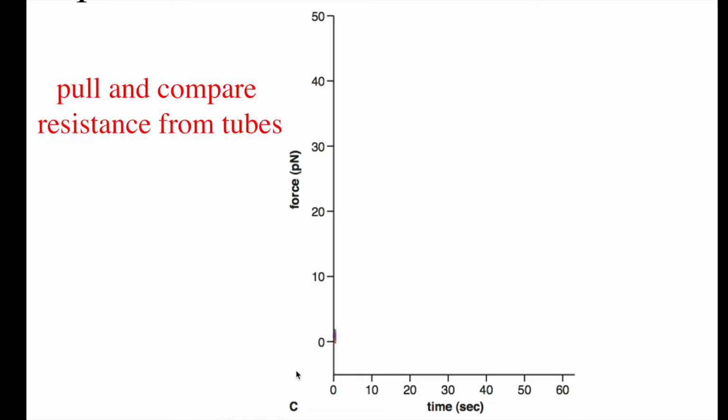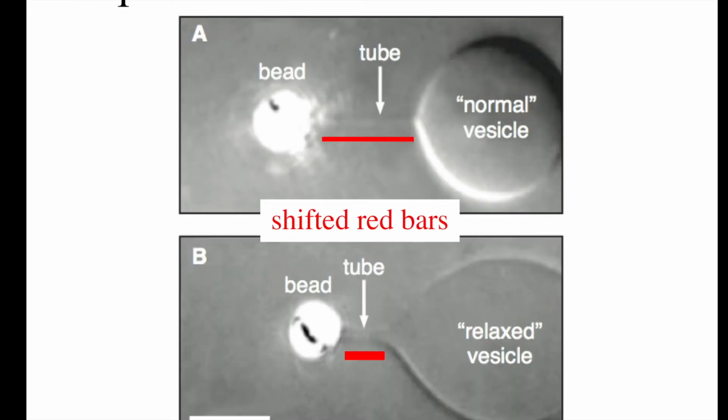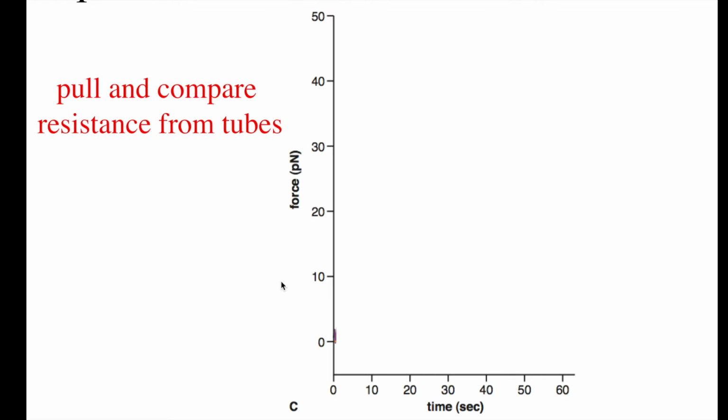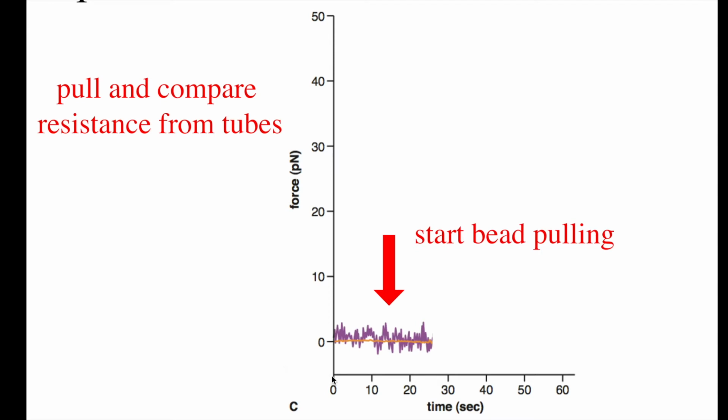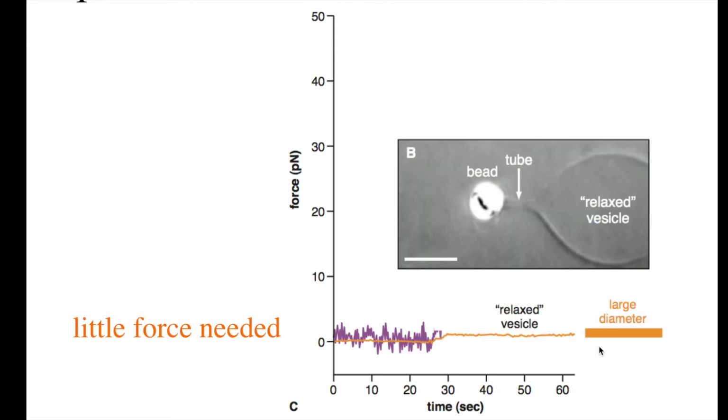And then they can actually measure the force that it takes to pull out those size tubes by measuring how much light pressure, using the laser, do I have to exert in order to draw out a tube. And that's measured in force on the y-axis, and then how long does it take to draw out the tube on the x-axis. So they start pulling out those beads there, and from a relaxed vesicle, to pull out a tube doesn't take much force at all.